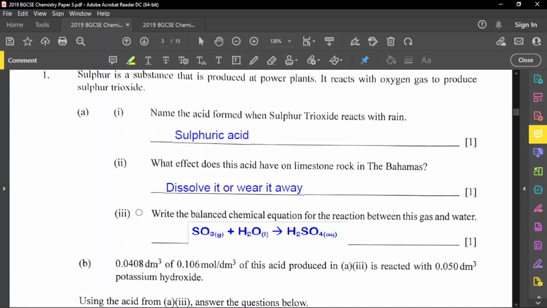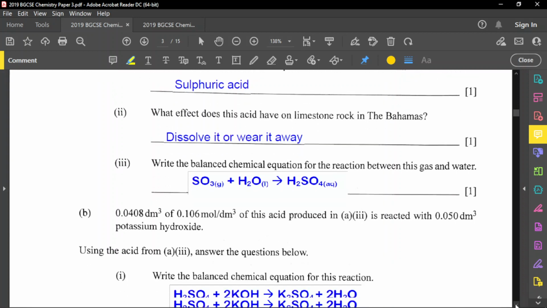And so question number 3 said write the balanced chemical equation for the reaction between this gas and water. So this is sulfur trioxide right here. And so sulfur trioxide reacts with water to give you sulfuric acid. All right, as shown right there.